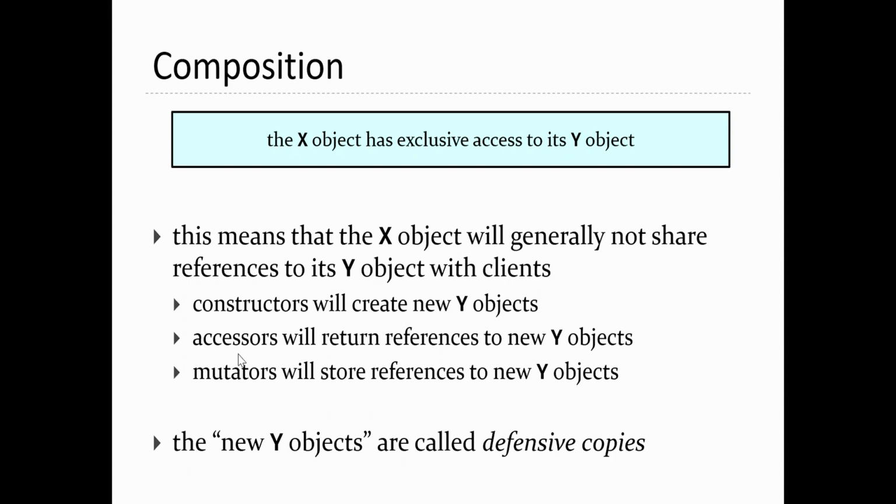If you have an accessor method that returns a reference to your Y object, you have to return a copy of your Y object. You have to return a reference to a copy of your Y object. If you want to have a method where you can change or set the Y object inside X, then you have to make a copy of the incoming Y object. All of those copies are called defensive copies.